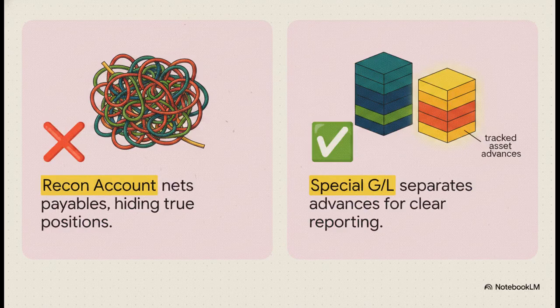Think about it. If you post an advance to the standard reconciliation account, the system automatically nets out your payables and receivables. That creates a distorted figure that totally hides your true liabilities. But by routing it to a special GL account, like an advances to vendors account, finance gets pristine, completely separate reports. Your trade liabilities stay totally accurate, and your advances are tracked clearly as assets. It's a total game changer.